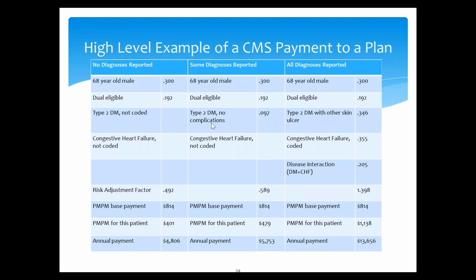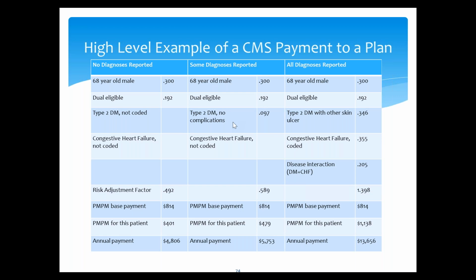Now, as we talked about, there are some payments to the plans, and I just wanted to go through this pretty quickly. If we just take no diagnosis reported for a patient that's dual eligible, Medicaid, Medicare, has a 68-year-old demographic risk score of 0.30, they're going to get a risk adjustment factor of 492. Well, the plan's going to get an average payment for all the patients they're taking care of, $814. But for this patient, they're only going to get a $401, which means in the coming year, they're not going to get credit for this patient with their diagnosis codes here, and we're going to show you that.